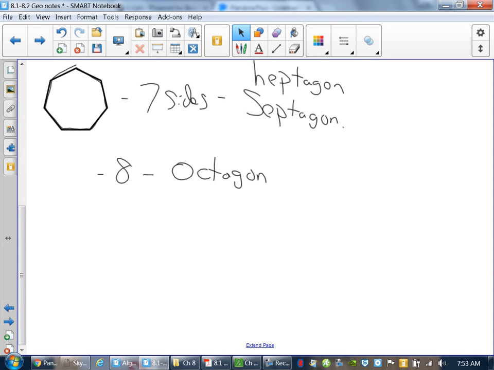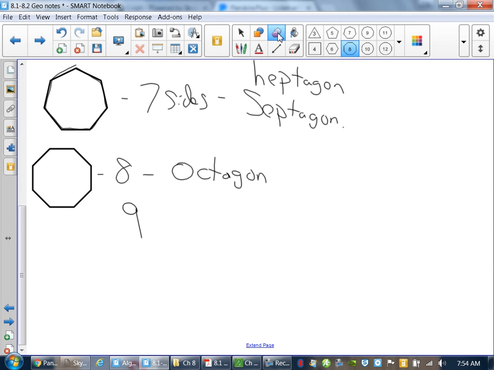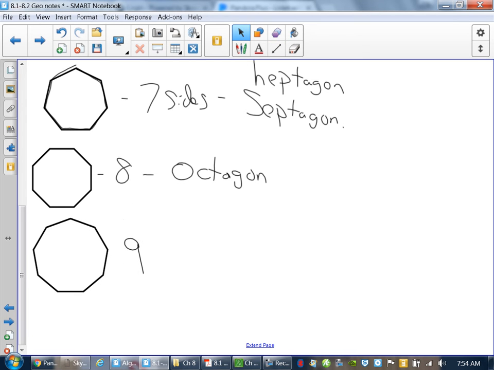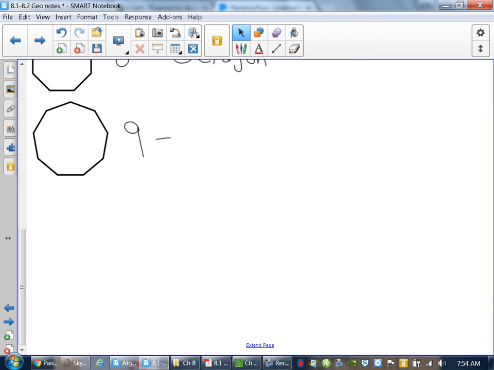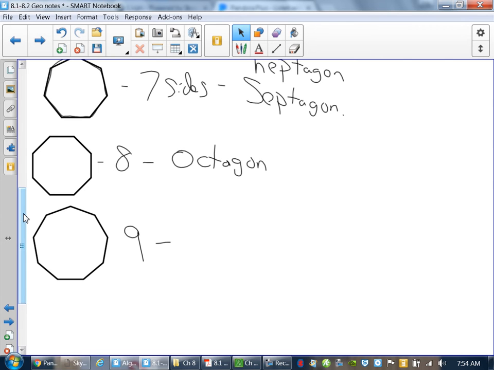Fun fact, septagon is 7, octagon is 8, and yet September is the 9th month, and October is the 10th month. It was Augustus who added the two months afterwards, and added August. The 9-sided one is a nonagon.